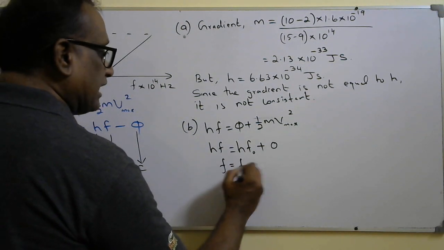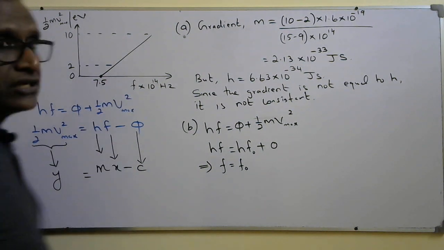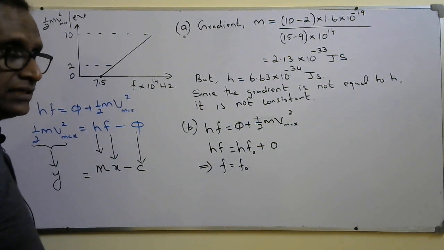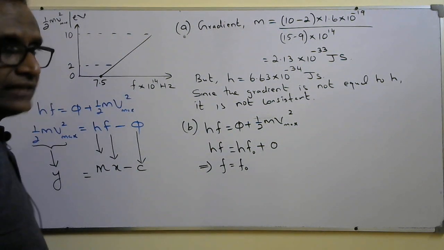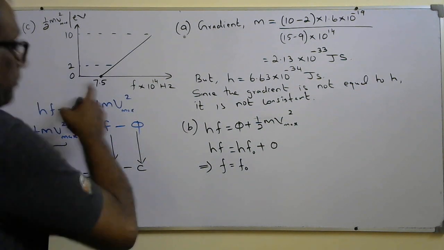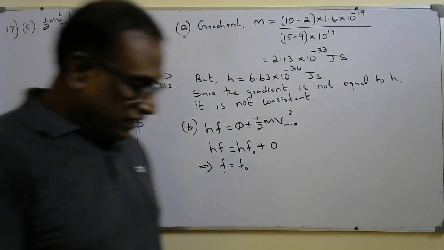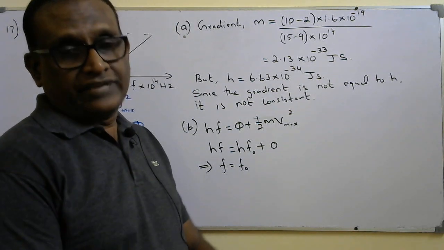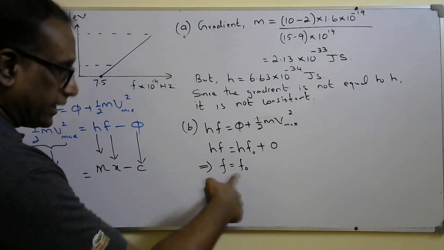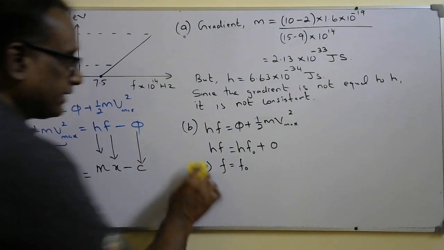So the frequency where the graph cuts the x-axis must be equal to the threshold frequency. That is 7.5 × 10^14 hertz. If you want, you can derive and show that, but it's a common fact that where the graph cuts the x-axis is the threshold frequency. We'll find the threshold frequency by using the work function and compare it with the point where the graph cuts the x-axis. I did this just to help you understand; you can use it directly.